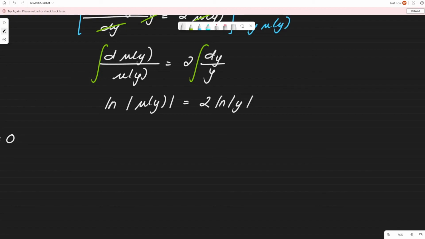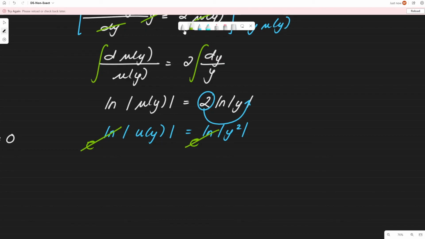Okay? So again, hindi pa tayo pwede mag-ln property kapag meron numerical coefficient si ln. We need to make this an exponent of the internal function. So we'll have ln mu of y is equal to ln y squared. Magiging ganun siya. Okay? So E property. So therefore, mu of y is equal to y squared. That is our integrating factor.